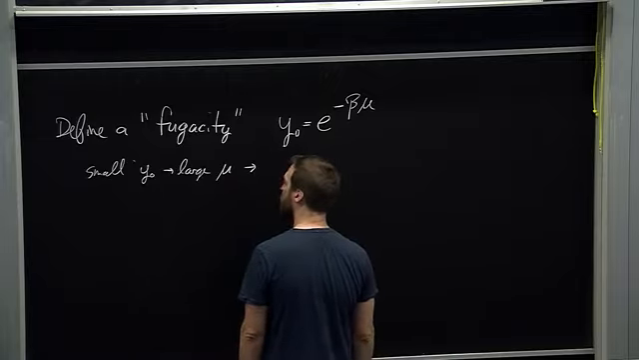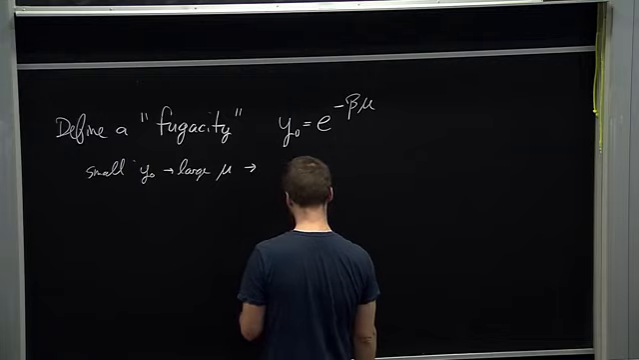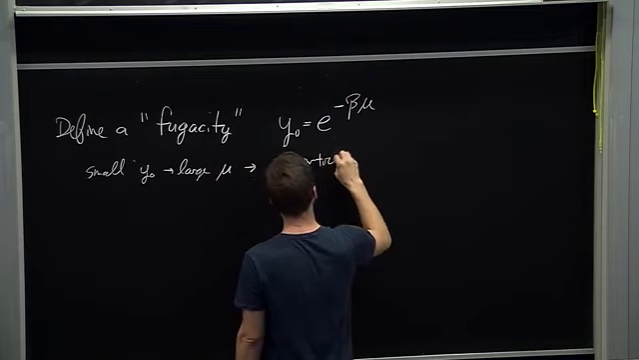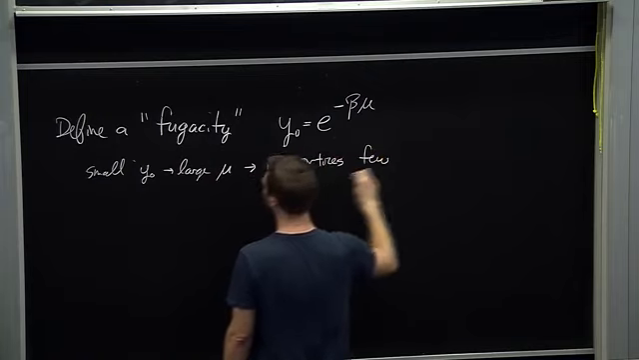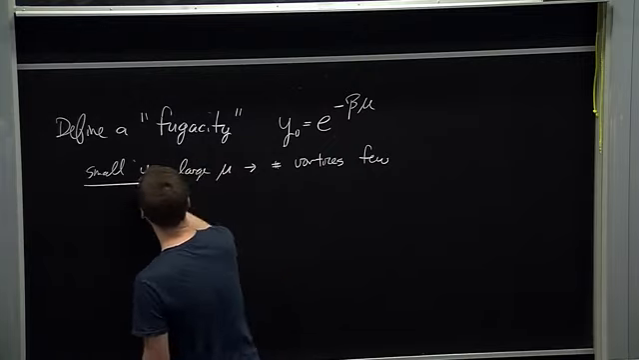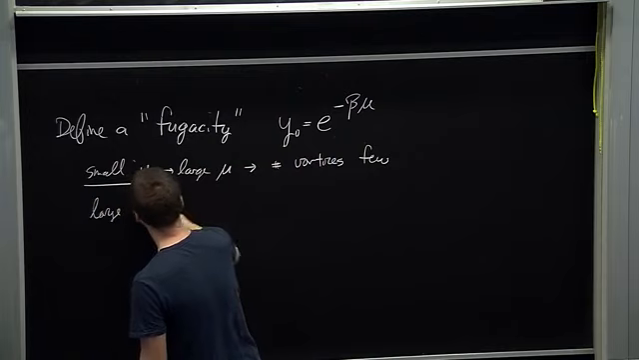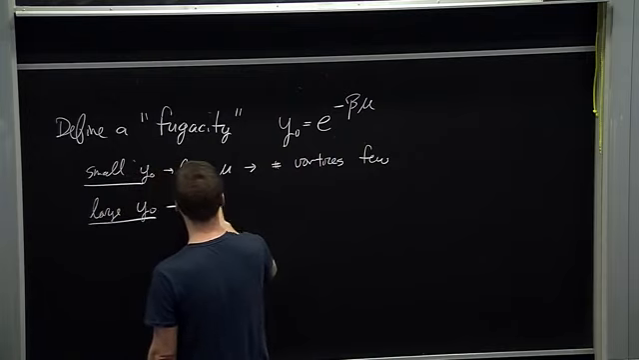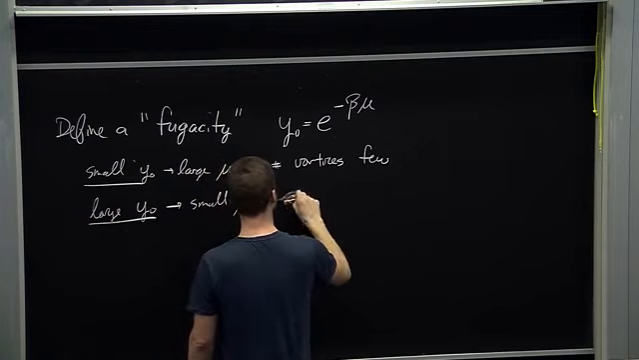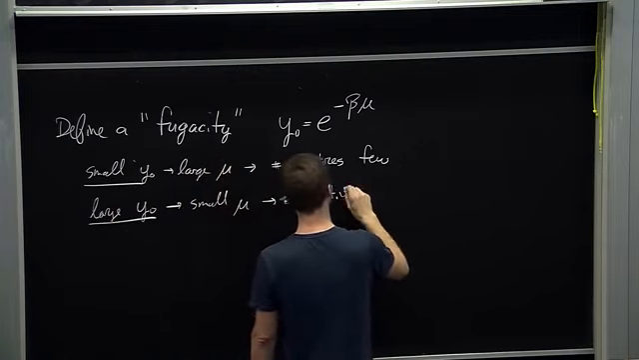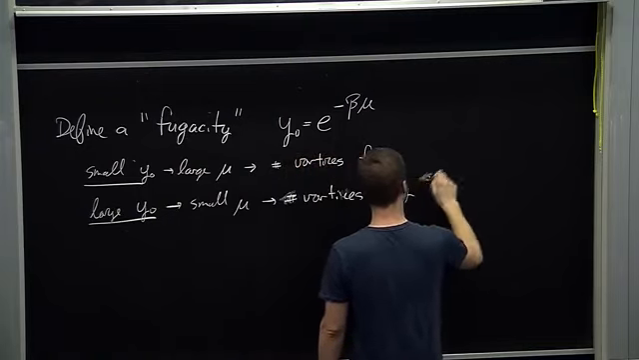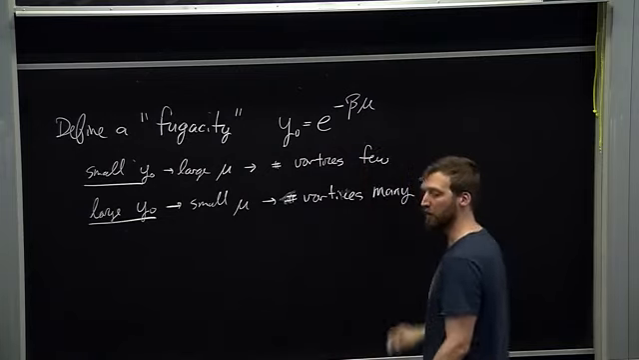Small y, large... no, this is few vortices. Oh, I did the small. So then large fugacity, small potential, right? And that's the paramagnet. Yeah, okay, that's right.